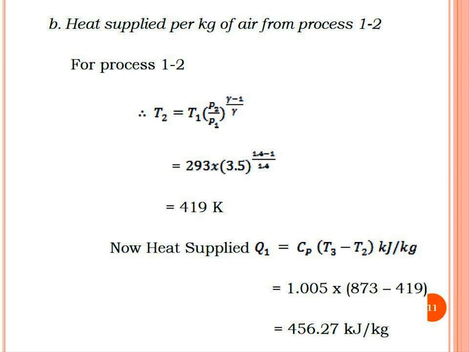So heat supplied Q1 equals 1.005, that is Cp of air which we have to remember, 1.005 kilojoule per kilogram Kelvin into (873 minus 419). So heat supplied Q1 equals 456.27 kilojoule per kilogram.